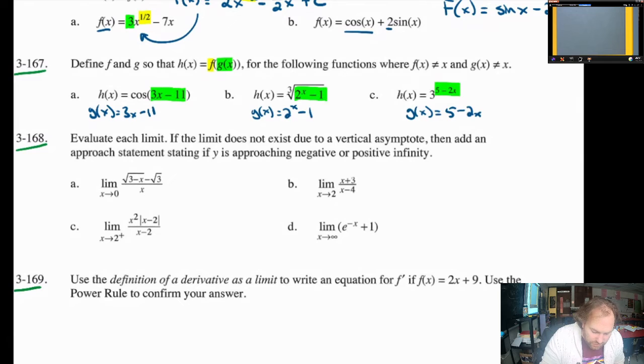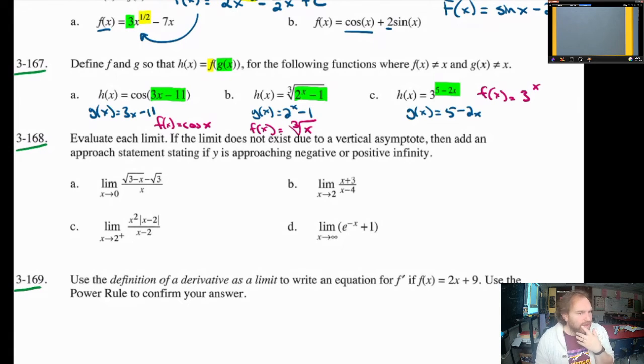The outside function would be the thing that happens next to that inside part. I'll use red. F of x would be the cosine of x in A, in B, f of x would be the third root of x, or the cube root of x. And in C, it's kind of interesting, but the outside function would be 3 to the x power. The idea here is if you took that g of x function and plugged it in for x into the f of x function, you'd have the complete composite h of x function.